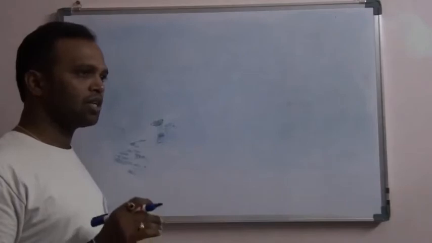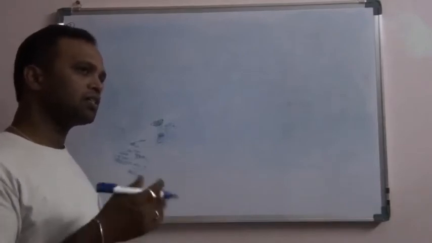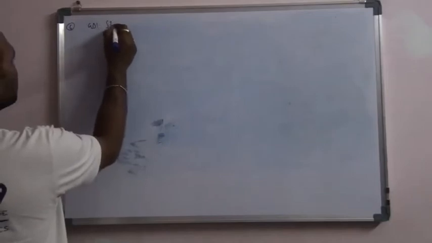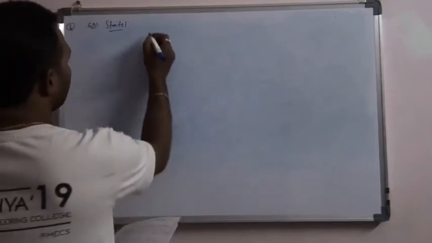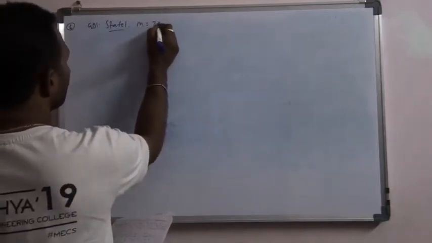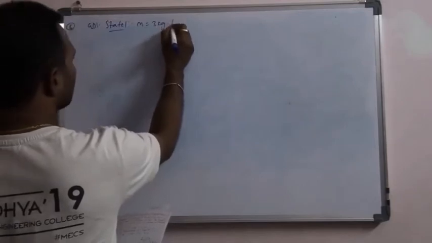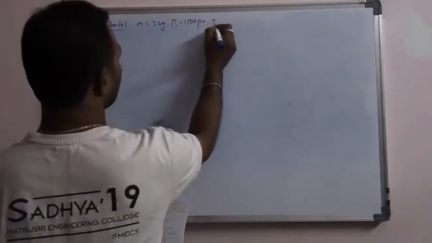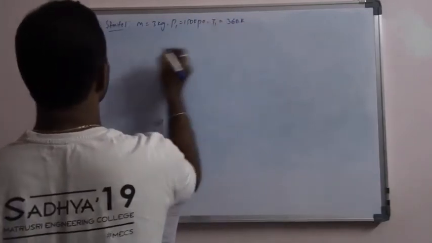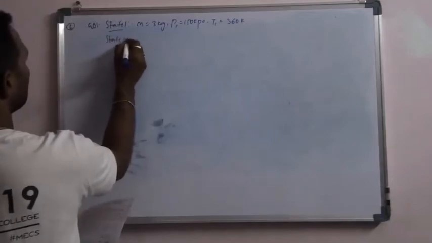So before trying to solve, first let us write down the given data at different states, and let us try to draw the PV diagram, and then calculate step by step. So here is the given data. State 1: mass is given as 3 kg, P1 is given as 150 kPa and T1 is given as 360 K. Okay, and let us move on to state 2.